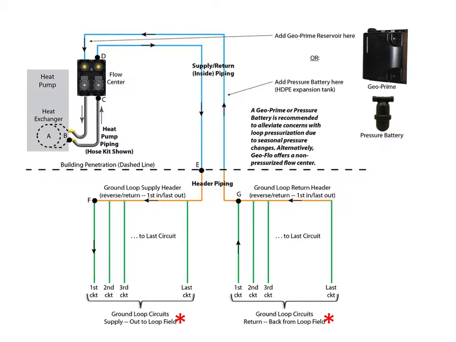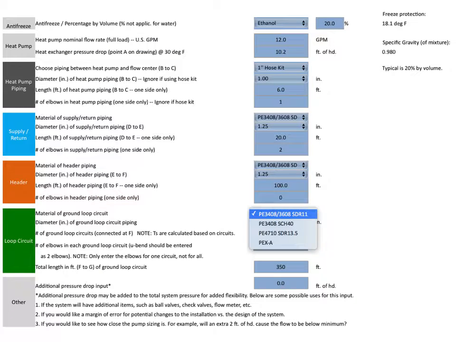All right, the last section of piping is the green section. So you can see here where the red asterisk symbols are. This is the ground loop circuit. These are the parallel circuits that connect to the header. All right, so once again, we select piping. We'll continue with polyethylene 3408.